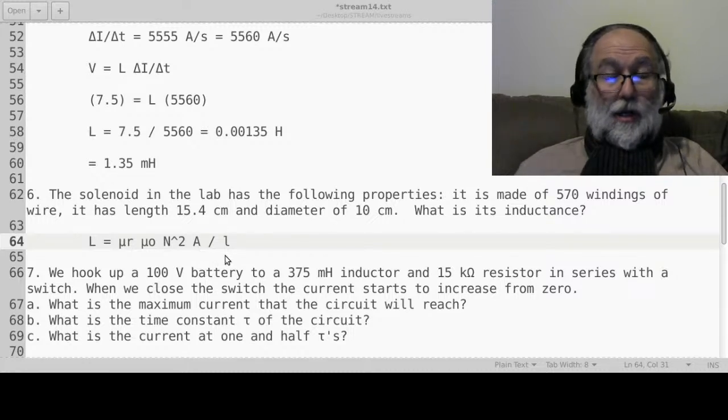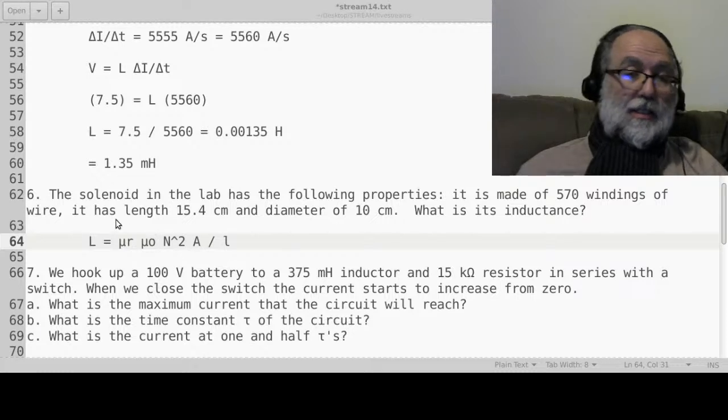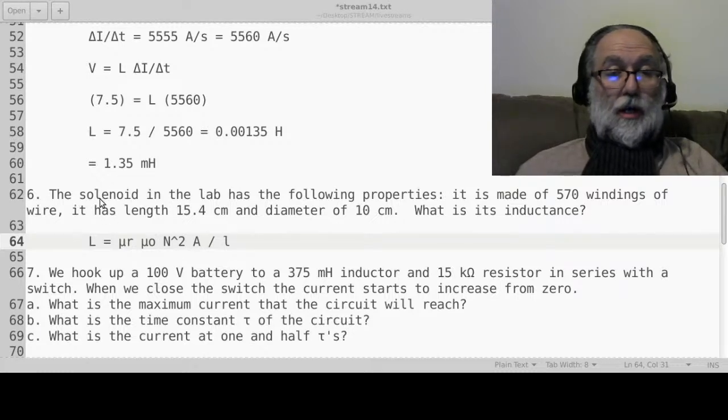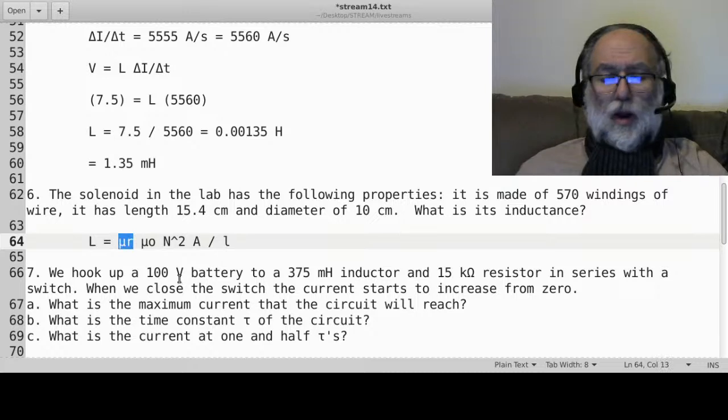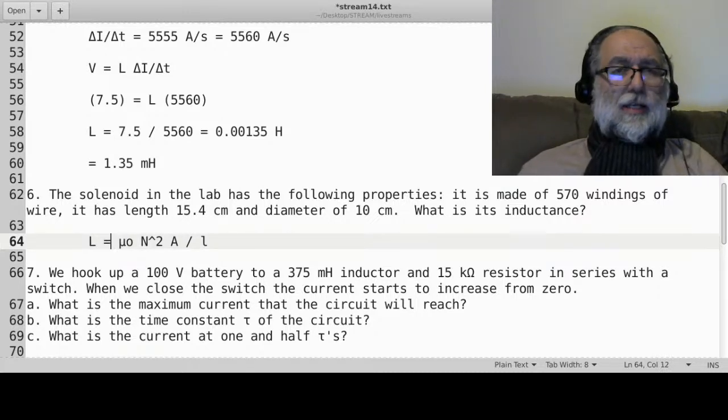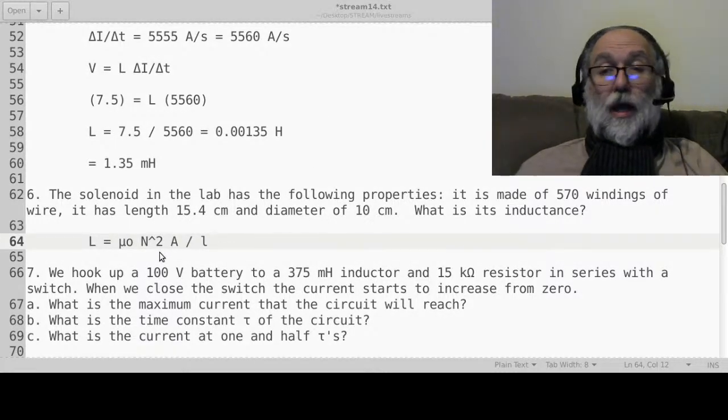And that's divided by L, which is the length of the solenoid. Okay, now in this particular question, I said let's look at the solenoid that we actually played with in the lab. That solenoid did not have any ferromagnetic core. You could put something in there, but it had none, so we're just going to remove that mu r, or mu r is equal to 1 in that case. So this is the formula when there is no ferromagnetic core. It's just like an empty solenoid.